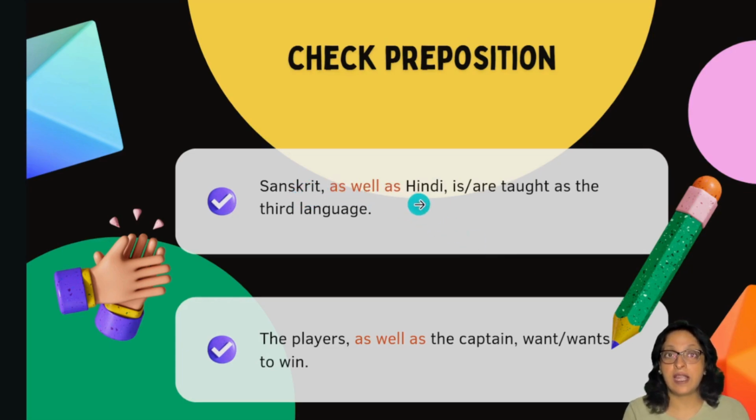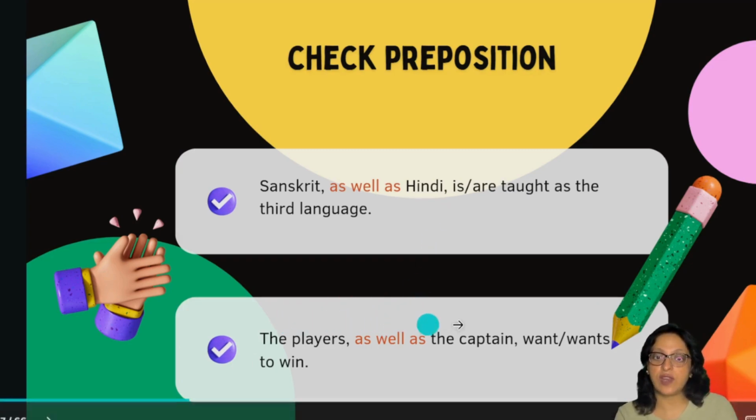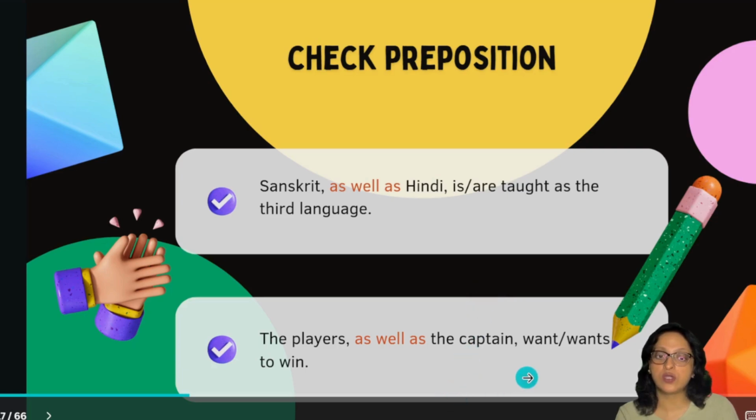Sanskrit as well as Hindi is or are taught as the third language. Yes, Sanskrit is the main subject because we know that anything after as well as is some extra information which we are giving, which we can ignore while thinking about subject verb agreement. So Sanskrit is the main subject, which is a singular subject, and therefore we have to take is here as a verb. But in the second one, the players as well as the captain want or wants to win.